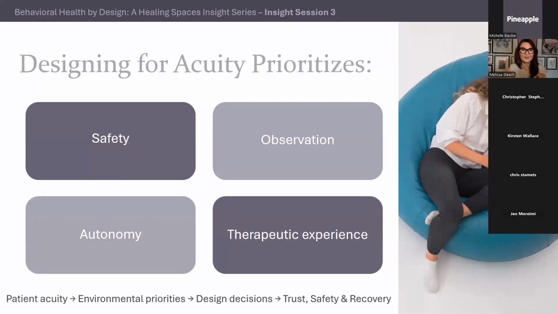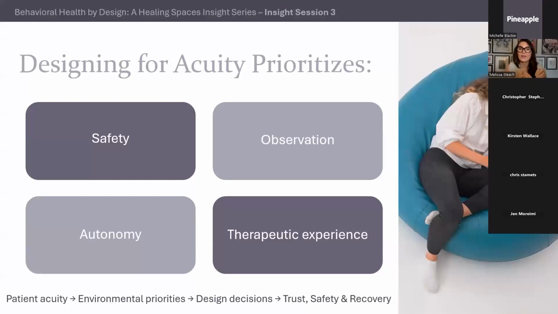In healthcare, acuity refers to the intensity of care a patient requires. Higher acuity generally means greater clinical instability, increased supervision, and more intensive interventions. Lower acuity reflects increasing independence, greater emotional regulation, and preparation for recovery beyond the inpatient setting. The important point is that as patient acuity changes, environmental priorities change as well.